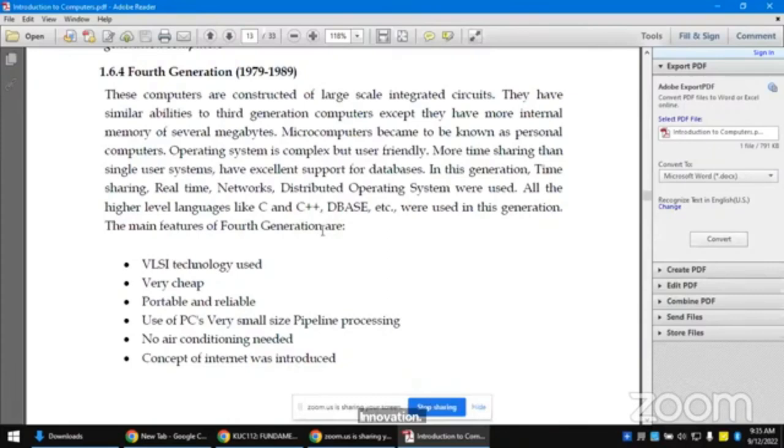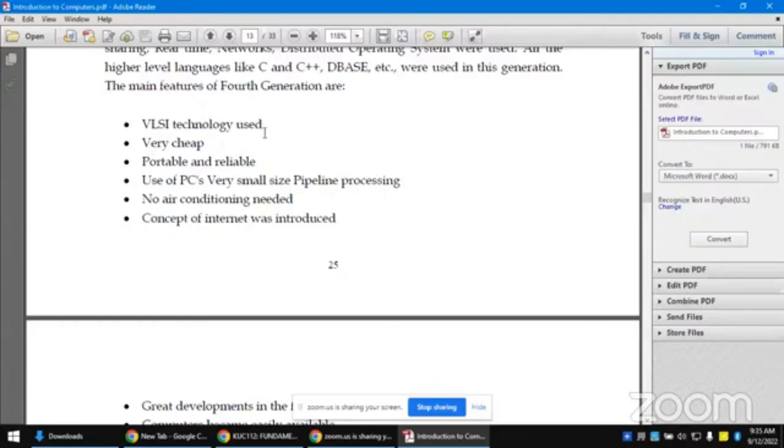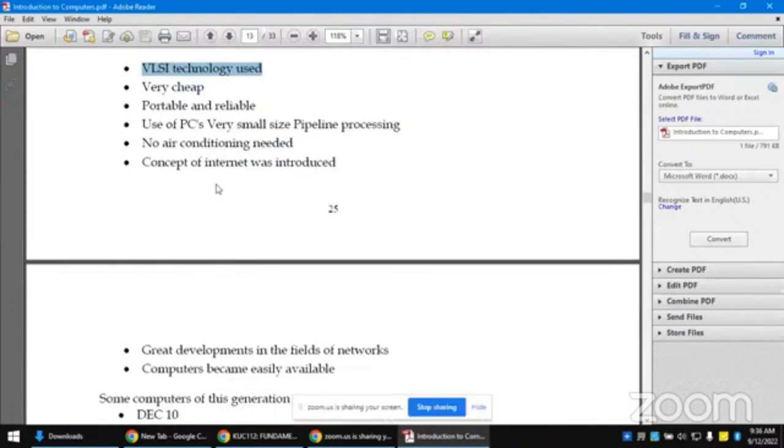So VLSI, very large scale integration technology, was used. Here is where integration was used, and so many ICs were put on one system so that it becomes a high processing unit. So those processors were the VLSI. Very cheap, portable and reliable. Use of PCs, very small size, pipeline processing.